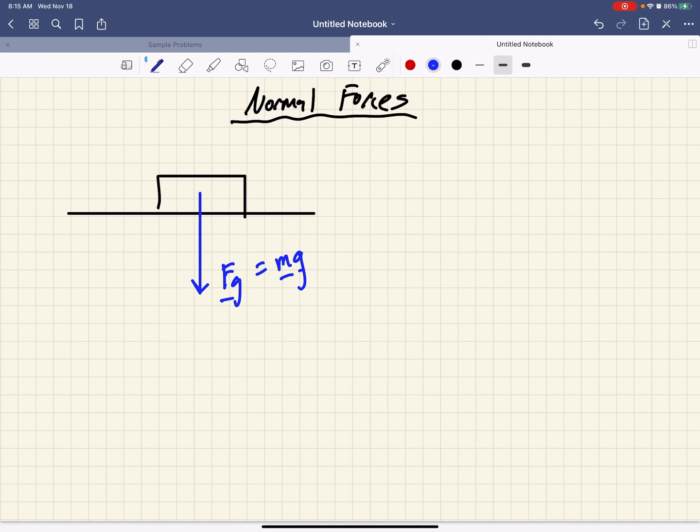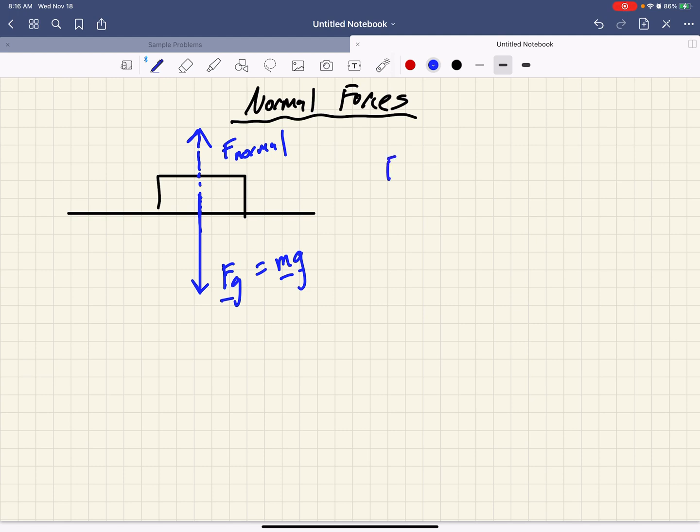There must be a third law pair to this. And if you think about it, the book pushes down on the table and the table pushes up on the book. And this reaction force is the normal force. It is the opposing force to the weight of the book on the table. It's the table pushing up on the book.